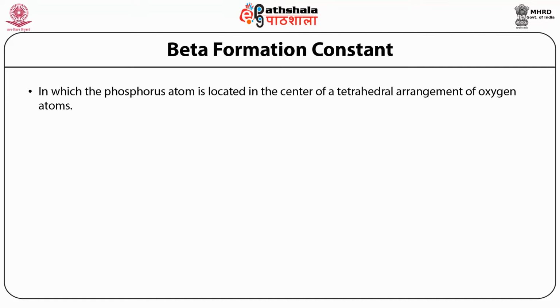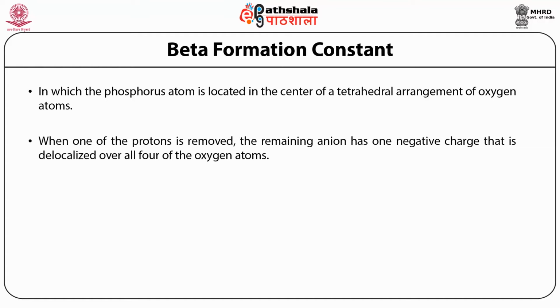Tetrahedral arrangement of oxygen atoms is present in phosphoric acid. When one of the protons is removed from OH, the remaining anion has one negative charge that is delocalized over all 4 of the oxygen atoms. Here it is very important to note what remains after the removal of one proton: an anion is left.